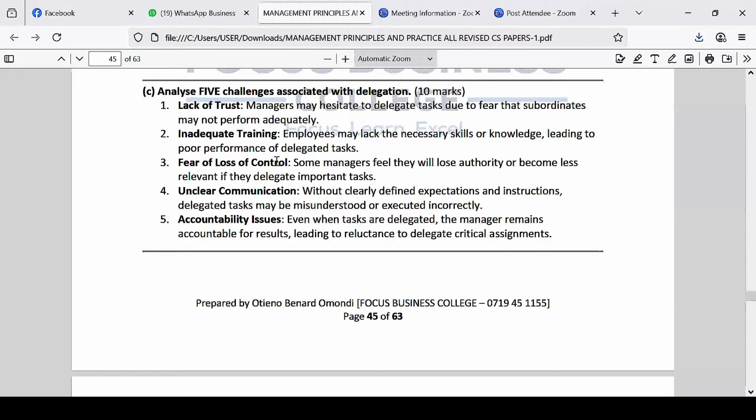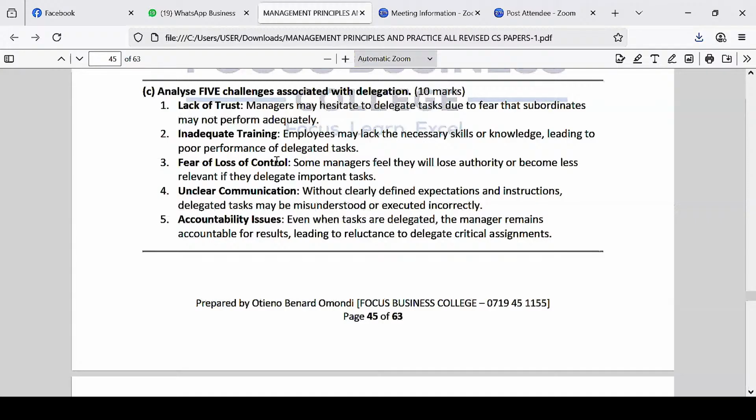Number two is inadequate training. Employees may lack necessary skills or knowledge, leading to poor performance of the tasks. When you talk about training, maybe the junior employees are not well trained on how to carry out the delegated tasks, so they may end up doing the work in a very shoddy manner. That's why we say that you can delegate activities or duties, but you can never delegate responsibility. If you believe that your juniors are not competent enough, then it's better you don't delegate, because if something goes wrong, you will be blamed, not the junior member of staff.